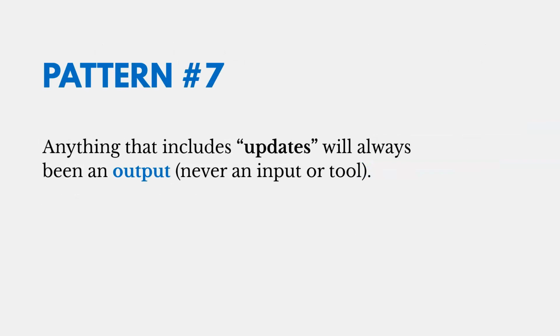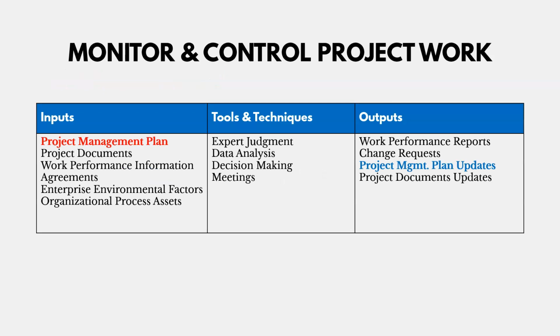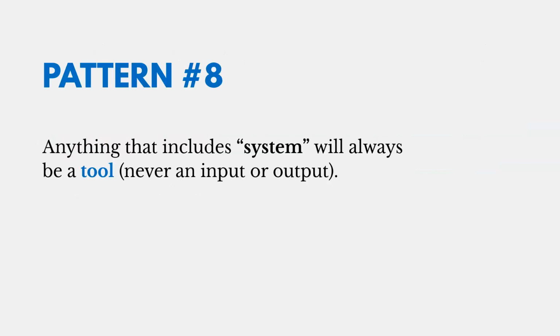Okay, as a related pattern, this is sort of similar to pattern 6. Anything that includes updates on it will always be an output, never an input or a tool. So here's an example of that. This is the monitor and control project work process. You've got the project management plan as an input, and as an output, you have project management plan updates. So anytime you see that word updates, it's going to be an output, never an input or a tool and technique.